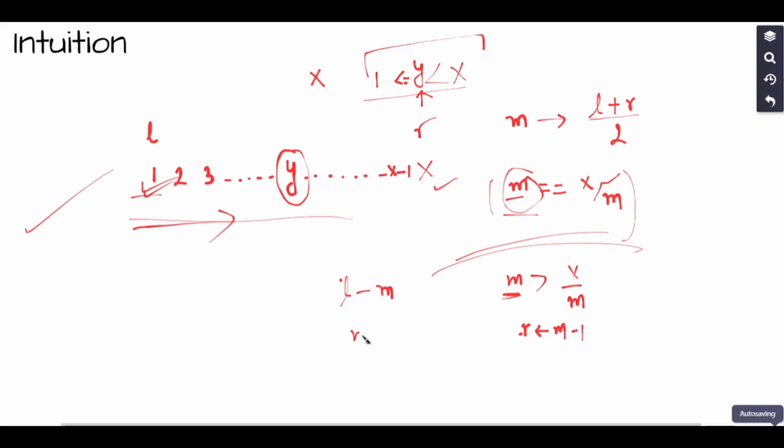While if this m is basically less than x by m, then the search space reduces to m to r. That means the left is reinitialized to m. So in this fashion, I keep on decreasing my search space, which is just the standard binary search algorithm, and eventually I find my square root of x at some point. Fine, so that's the idea. Pretty easy problem. Let's see the implementation.